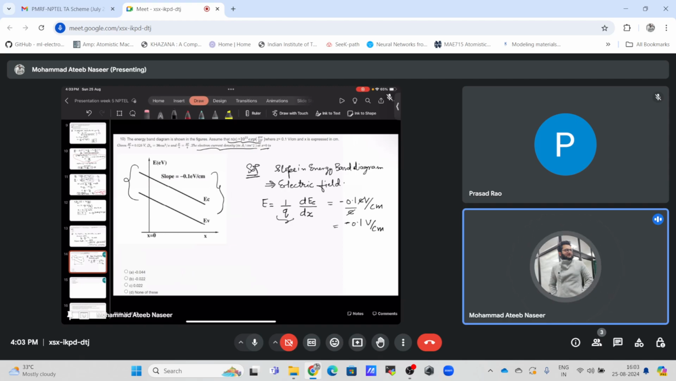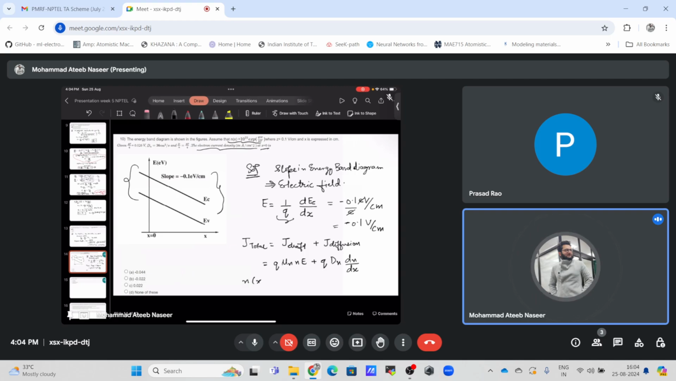So you can say the total current density is simply the sum of two current densities. One is the drift current and the other is the diffusion current. So the drift current component is simply given by q mu n E, and the diffusion current component is given by simply q Dn times the derivative of the concentration, that is the concentration gradient.